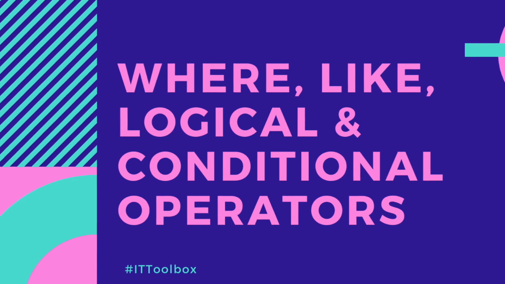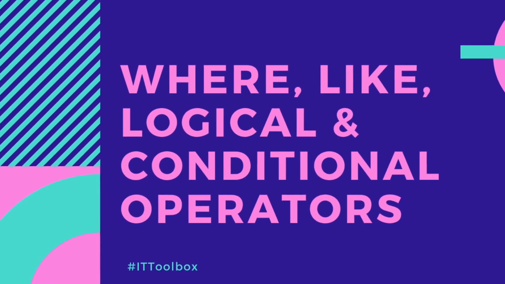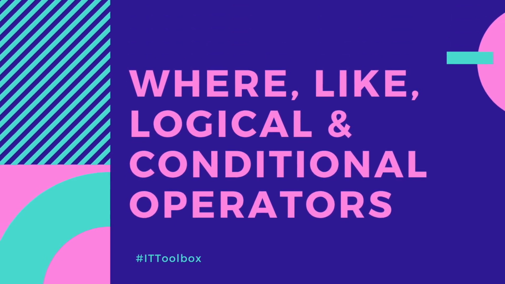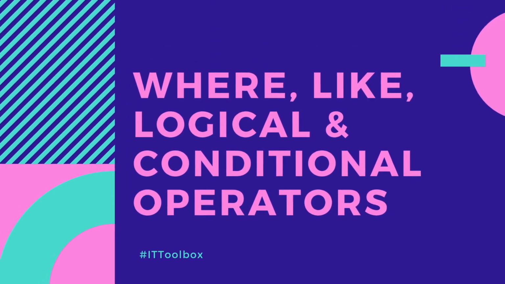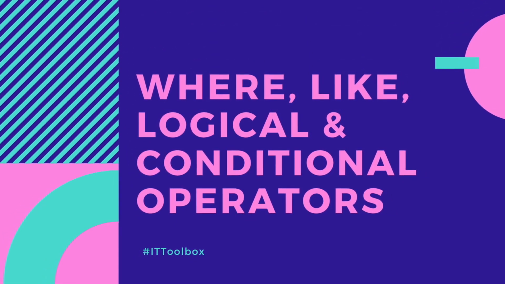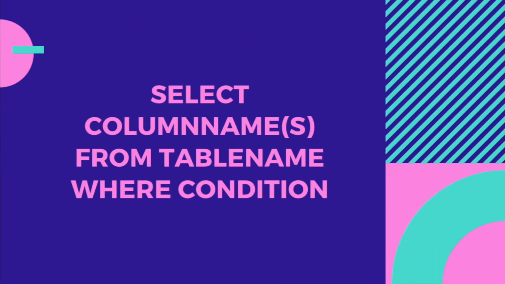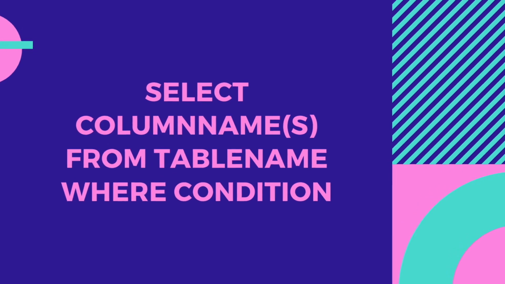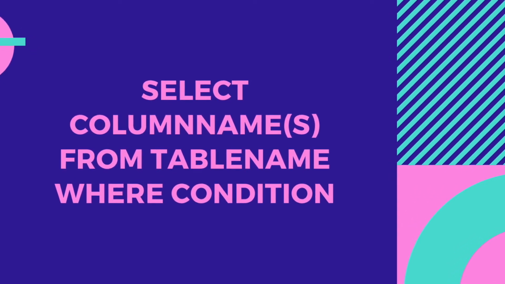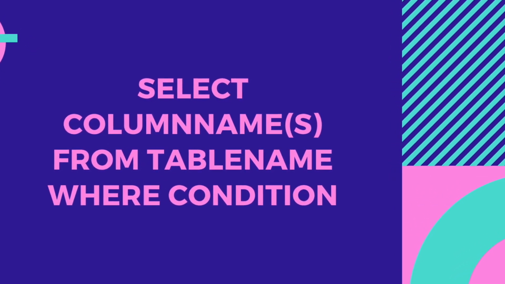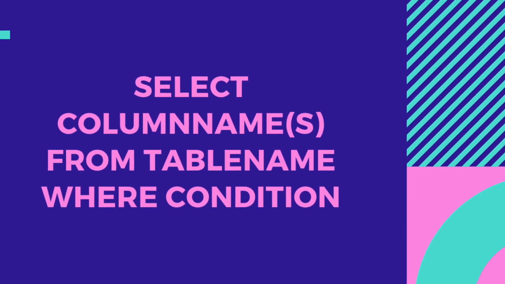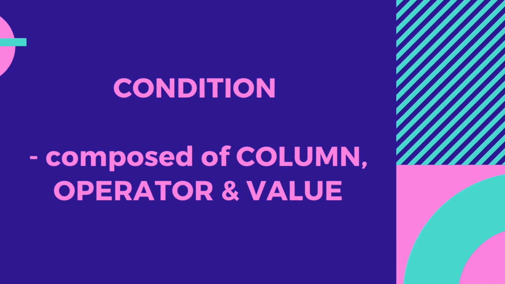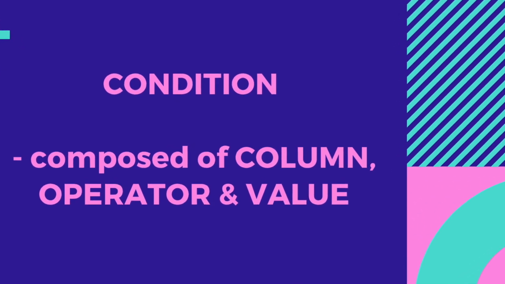In this lesson, you will learn how to customize your select queries and be able to query selected rows only. This will be possible with the use of where keyword. The syntax for this is select column name from table name where condition. Condition is composed of column, operator, and value.